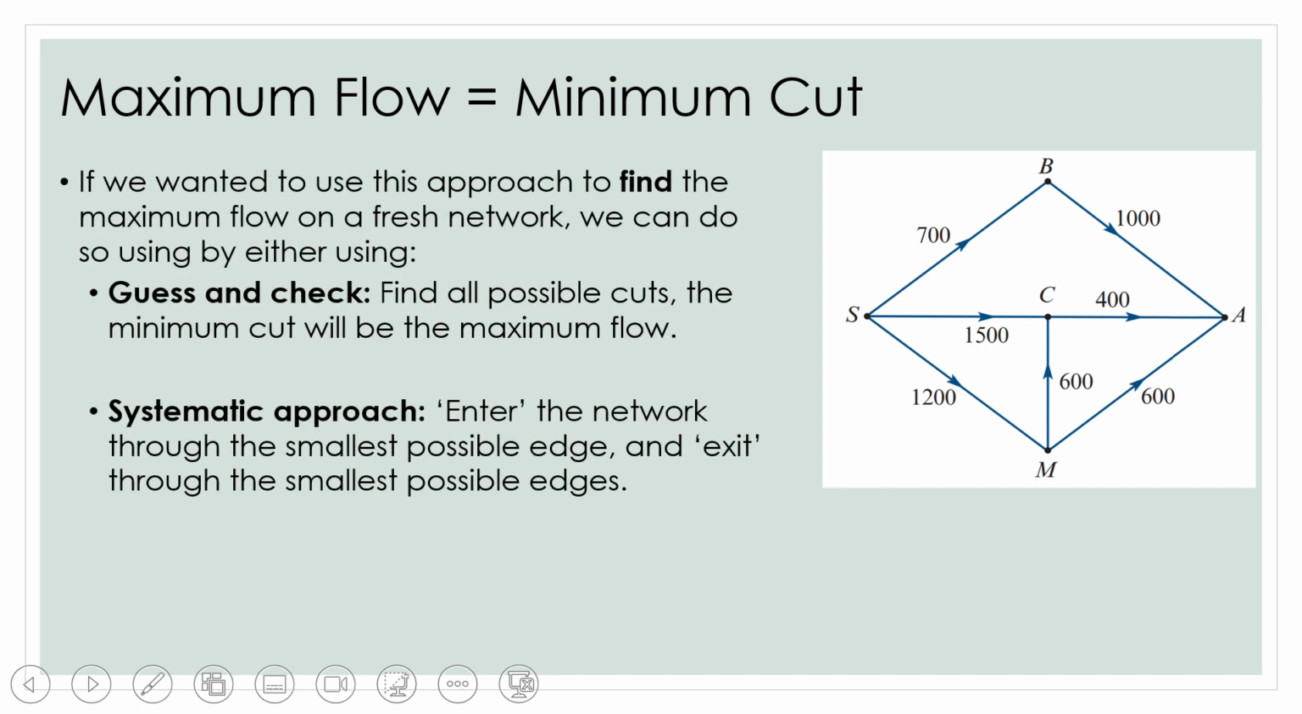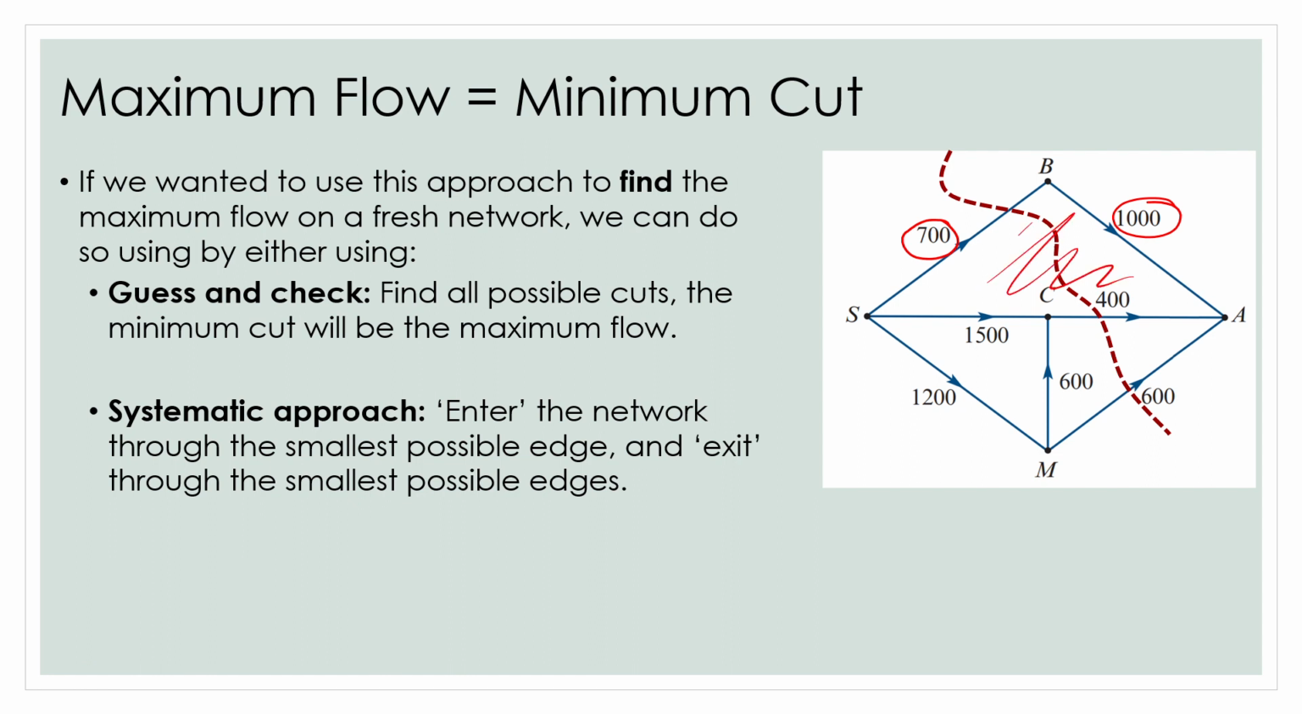Right, guess and check, or you can look through a systematic approach, which is going to be looking through the smallest numbers. Again, as I suggested, if you've got 700 and 1,000 to get into this first space here, I know to create a minimum cut I probably want to choose the smaller of the 2, being 700, which is why I'm going to cut through this part first.